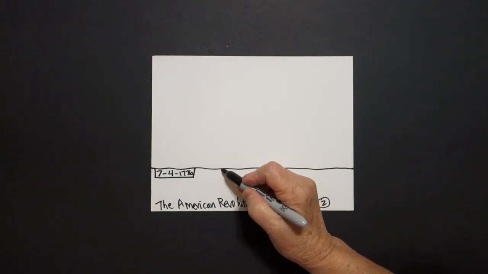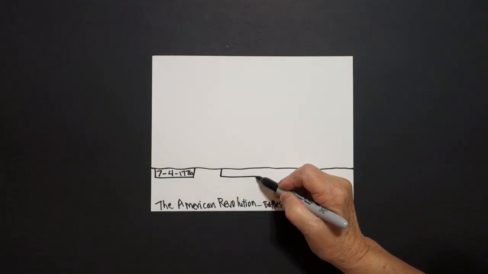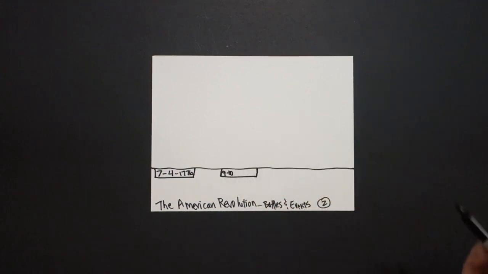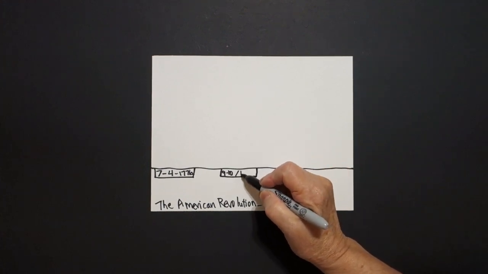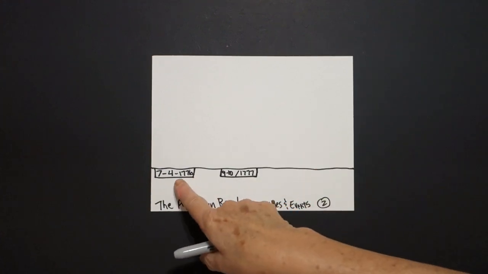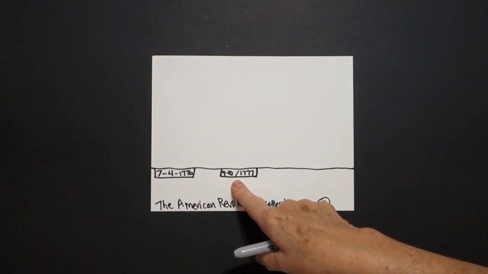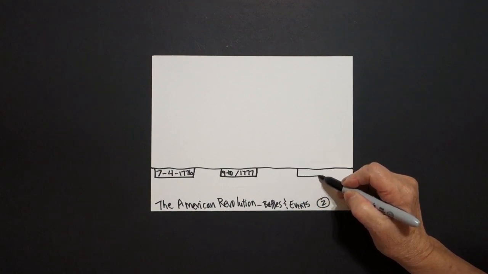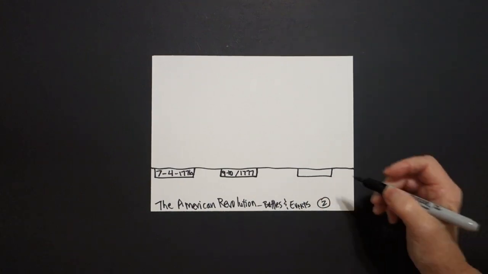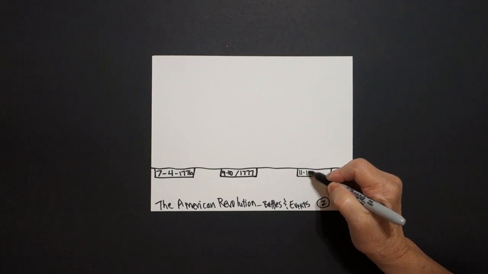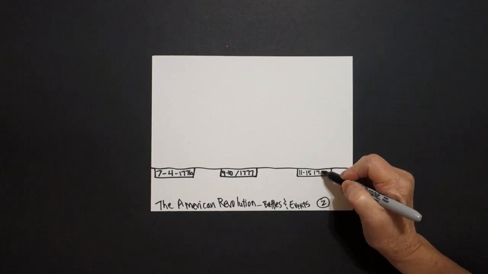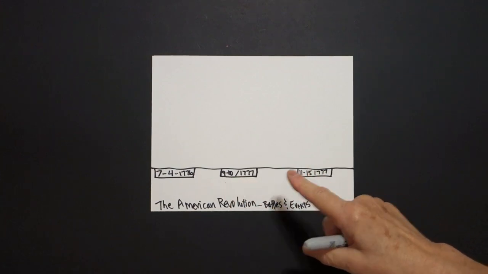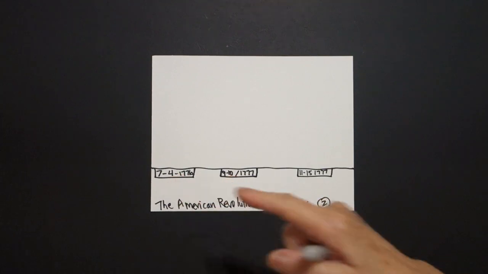The next space, straight line, straight line, straight line, up, connect, is September and October, 9/10, in the year 1777. So we're talking almost a full year and a half to get to that second space. Third space, straight line, straight line, straight line, up, connect, November 15th, 1777. So this whole section is closer in activity, whereas this whole section is a little bit further apart.